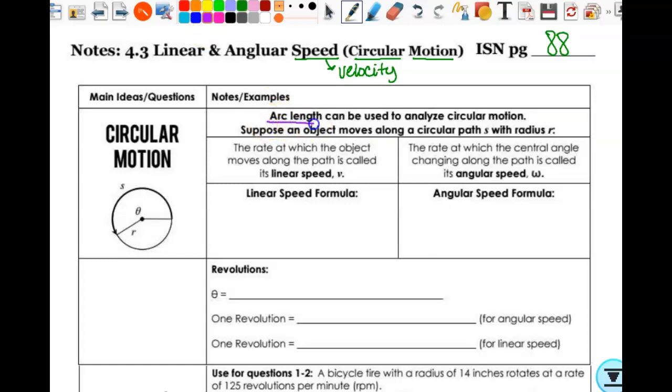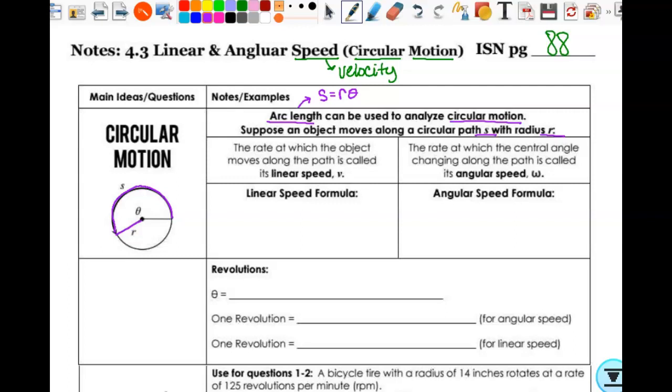This says, arc length can be used to analyze circular motion. Suppose an object moves along a circular path S with radius r. So here's an object moving along a circular path, which is S. That's our arc length. Our radius is r. We're using arc length, which we did last week, but it seems like forever ago. I'm just going to remind you that arc length was a lowercase s, and that is r times theta when you're in radians. I think we did it on Monday. So s equals r theta. We're going to be using that. That's why we had to do that first.